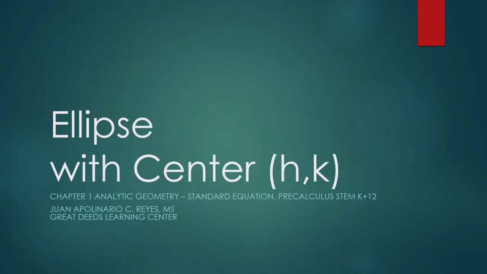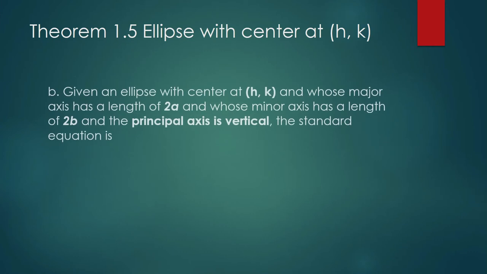In this video, we shall proceed with laying down the standard equation for an ellipse with center (h, k). Last time, we showed the equation of an ellipse whose principal axis is horizontal. So in this video, we shall show the standard equation when the principal axis is vertical. Given an ellipse with center (h, k) and whose major axis has a length of 2a and whose minor axis has a length of 2b, the principal axis is vertical.